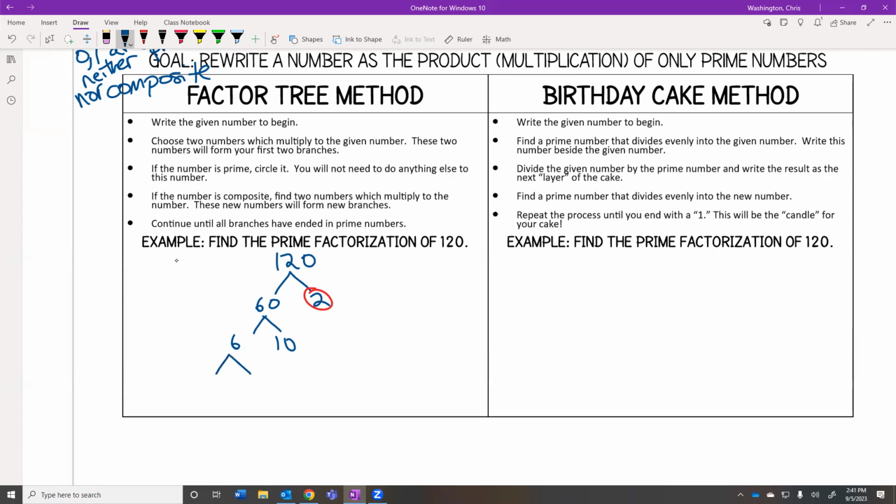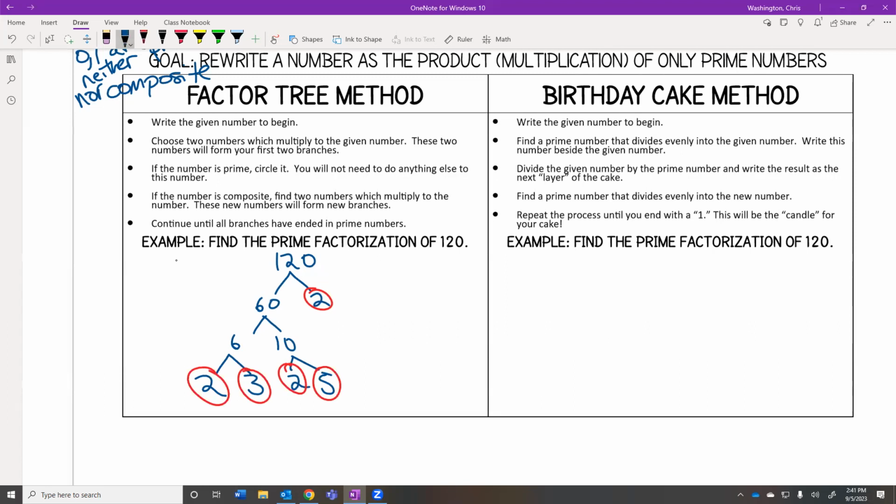What can we multiply to get 6? 2 and 3. Are those prime? Yeah, so we're gonna circle those. Those are right. They are ready to be picked. What about 10? Is 10 prime? No, 5 and 2. 5 and 2, so we're gonna circle those. We get 2 and 5.